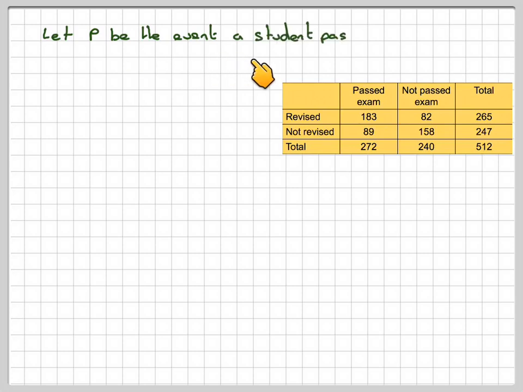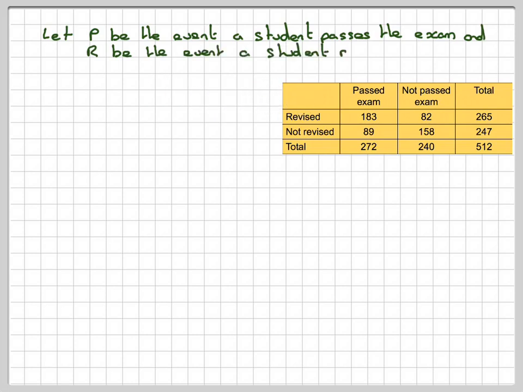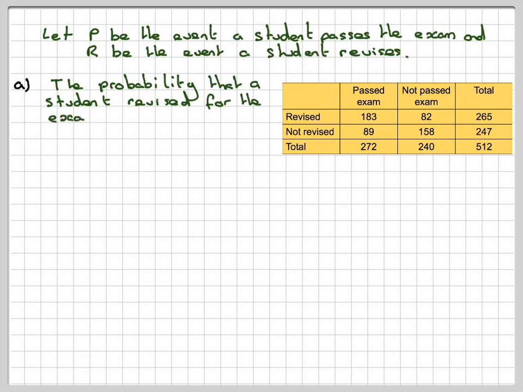So here is our two-way table. Let P be the event the student passes the exam, and R be the event that a student revises. In part A, we want the probability that a student revised for the exam. So the probability of revising, the probability of R.